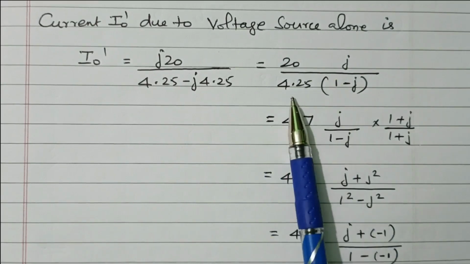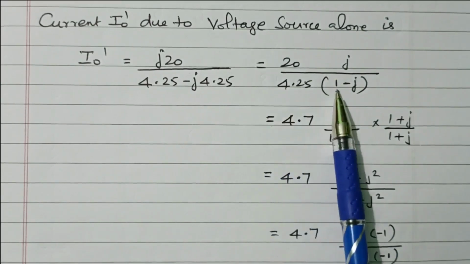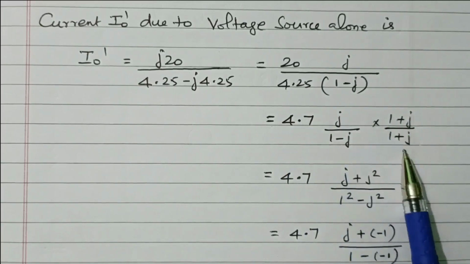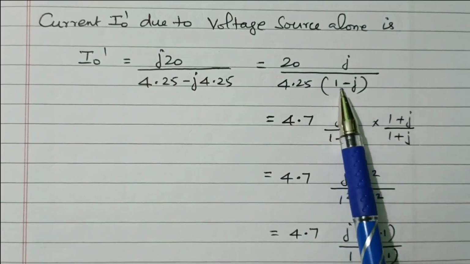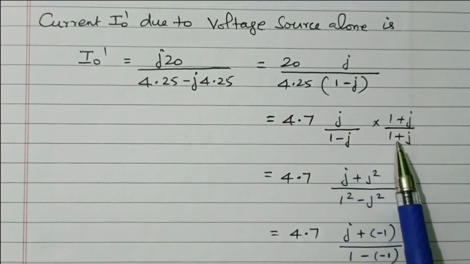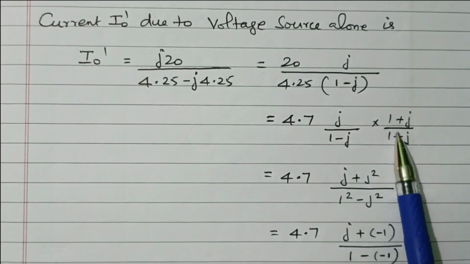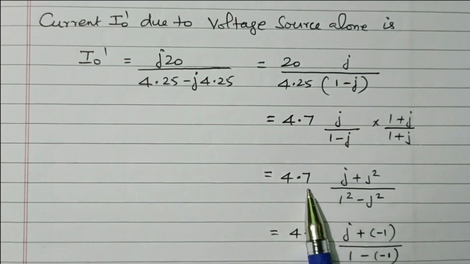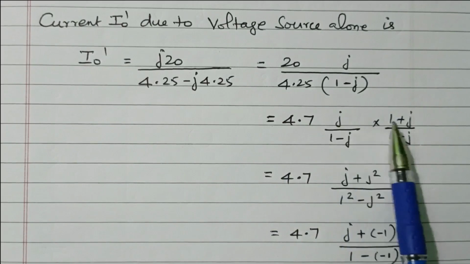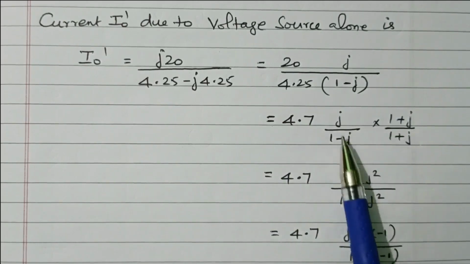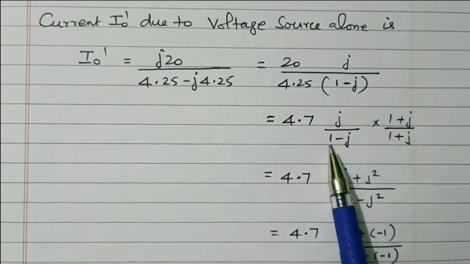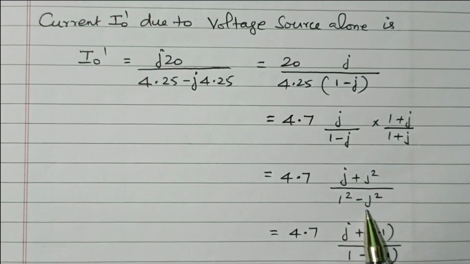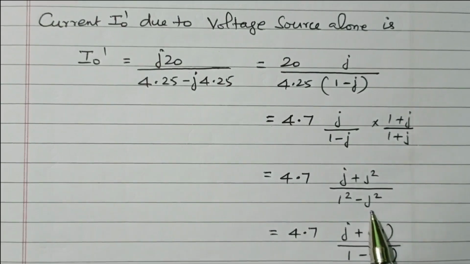So 20j divided by 4.25, taken outside, times 1 minus j. Here also, in order to remove this complex term, it is multiplied and divided by the complex conjugate. The complex conjugate of 1 minus j is 1 plus j. So multiplied and divided, the original term is not affected. So 20 divided by 4.25 is 4.7. This j and these are multiplied: j into 1, j; j into j, j square. Similarly here, 1 minus j, 1 plus j. (a minus b)(a plus b) is a square minus b square. a is 1, 1 square. b is j, j square.